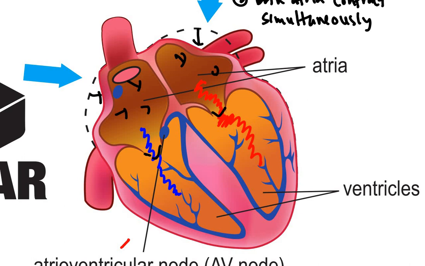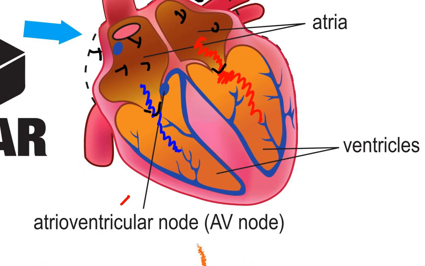And then here you can see that we have the atrioventricular node. So what happened next is that I need to show the impulse. The electrical impulse reaches the atrioventricular node. So from this atrium, the impulse will reach the atrioventricular node.